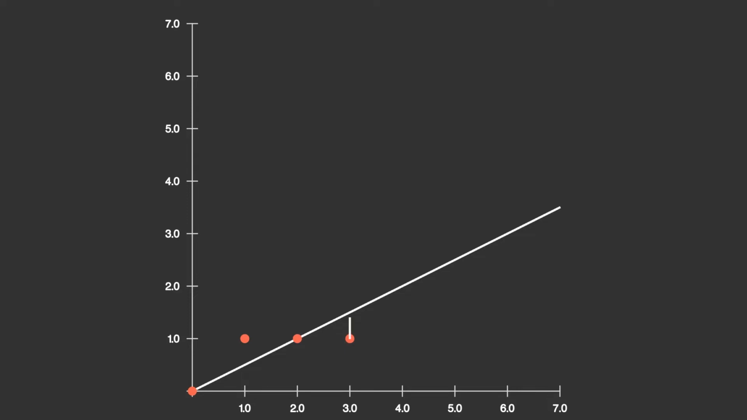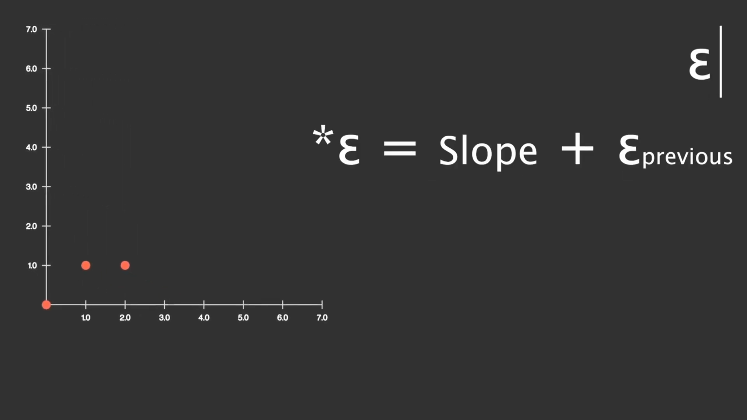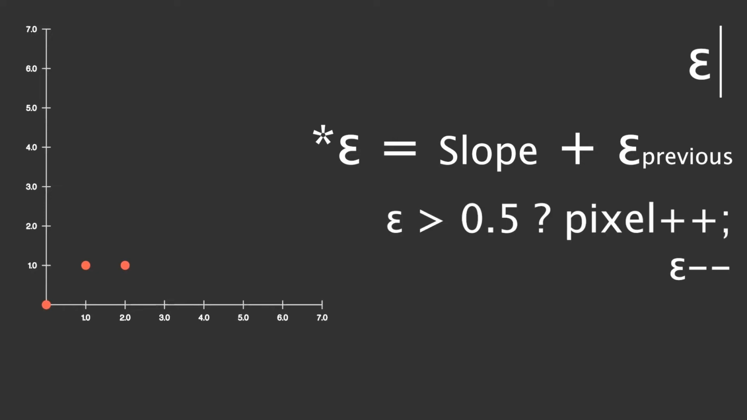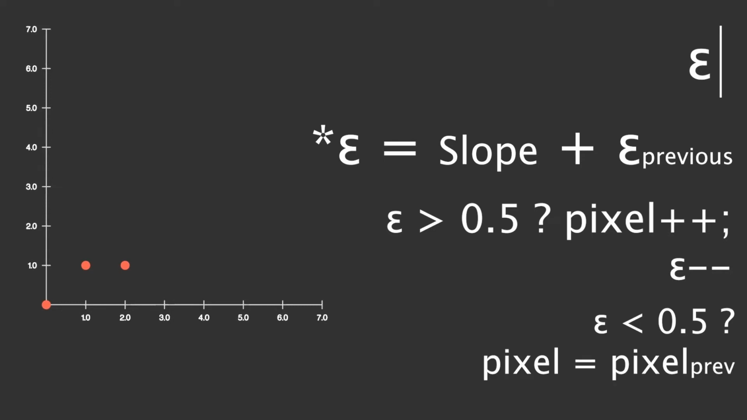He also discovered that if you draw a line between the vector slope and the point, the length of that line tells you where to draw the next pixel. We'll call that line error. The error is equal to the length of that line plus the previous error. If the error is greater than 0.5, we move the pixel up 1. If the error is less than 0.5, we keep the pixel on the same level as the previous pixel. The error does not reset between pixels, but if you move the pixel up 1, you subtract 1 from the error.